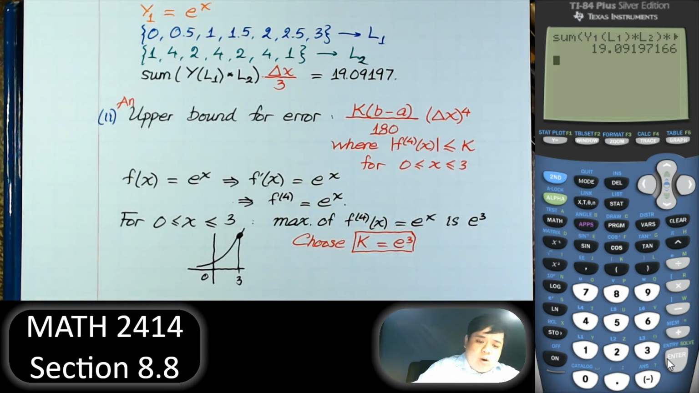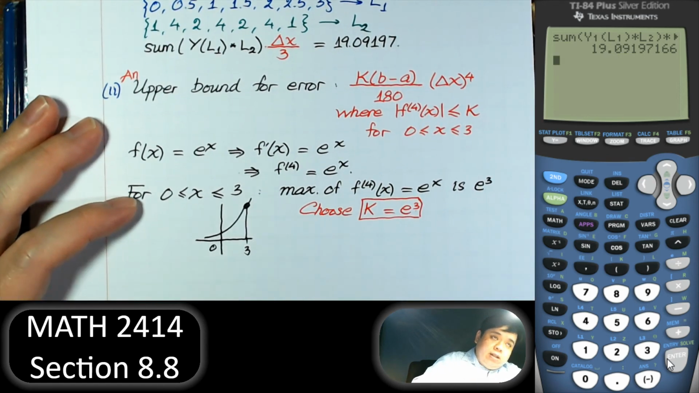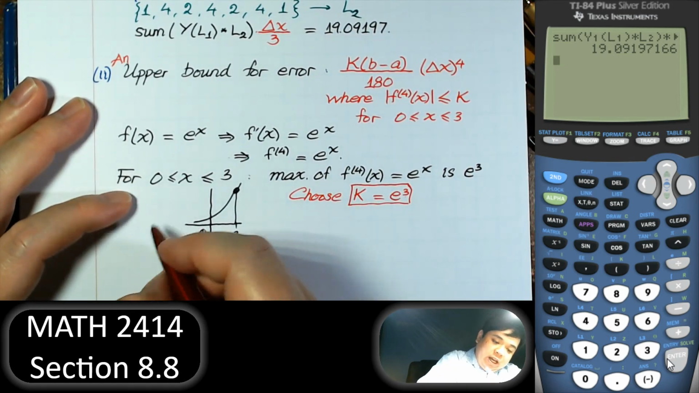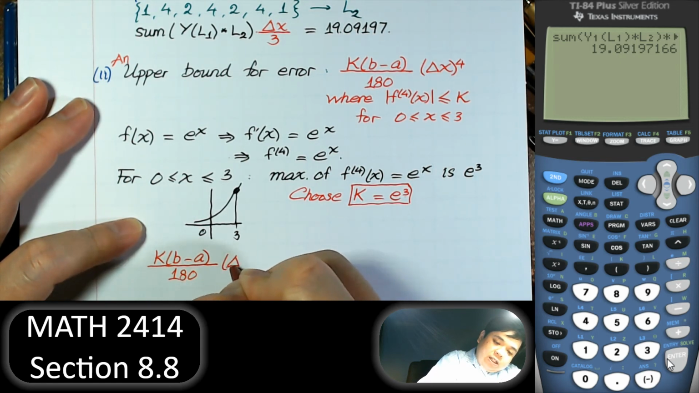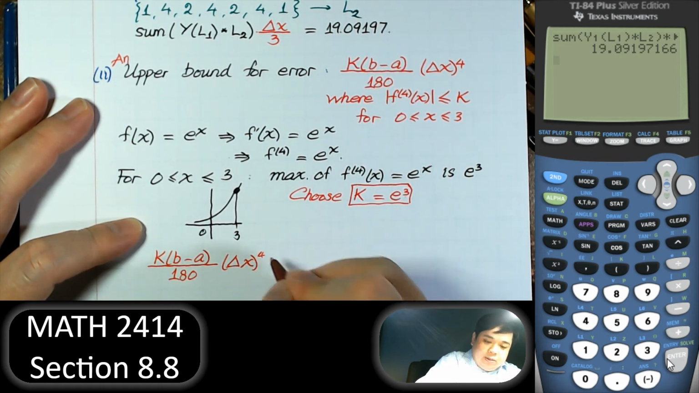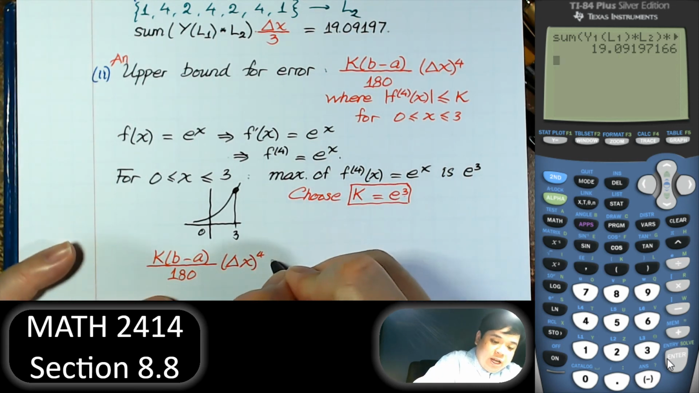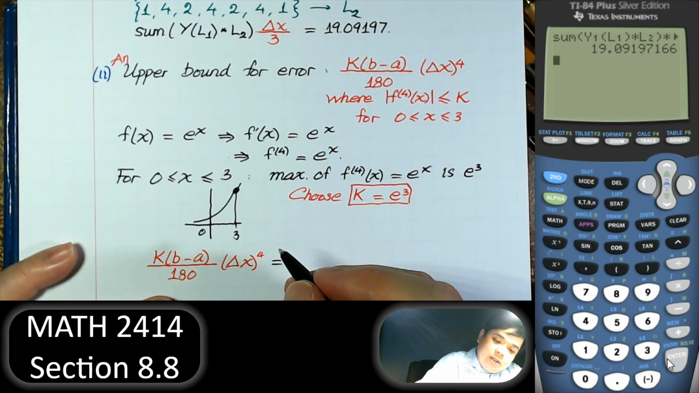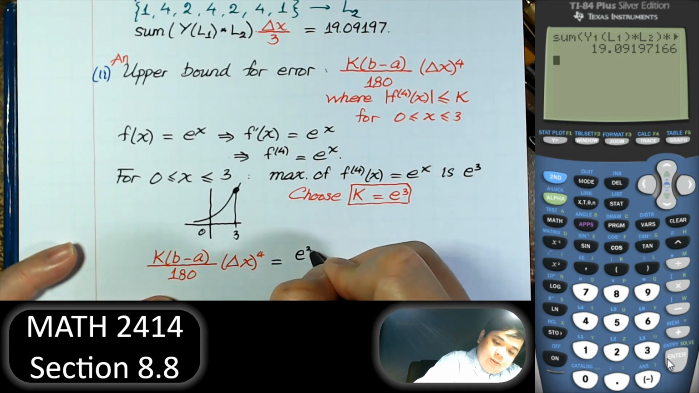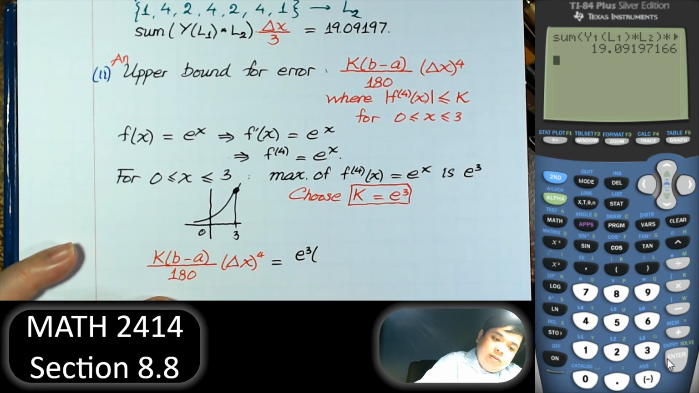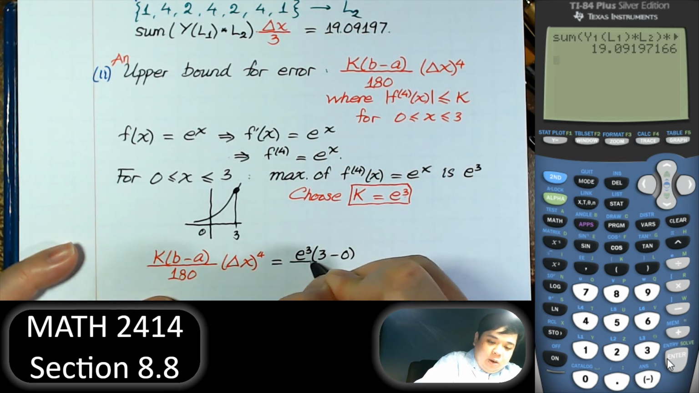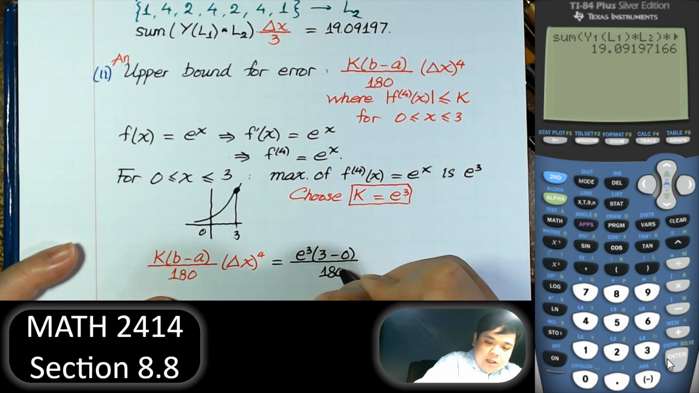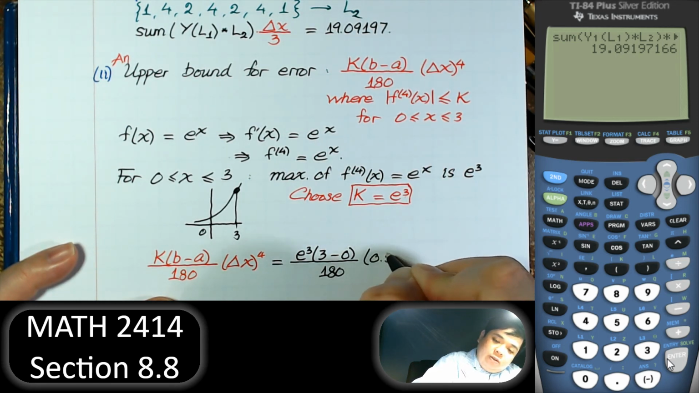Anyway, we put it back into our formula. It is going to be K times (b minus a) over 180 times delta x to the 4th power. So we know all the numbers now. K is e cubed, b is 3, a is 0, divided by 180, multiplied by delta x, 0.5 to the fourth power.